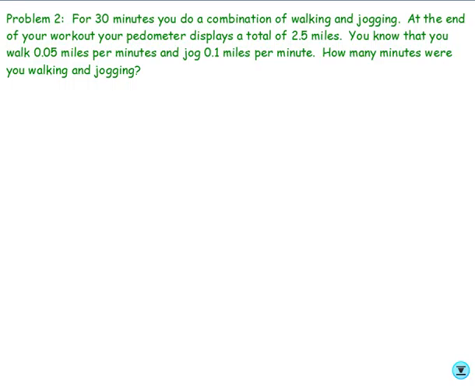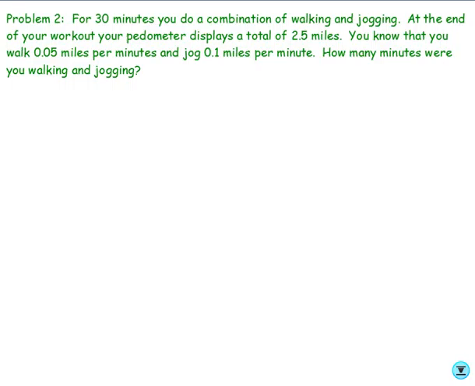Example 2. For 30 minutes, you do a combination of walking and jogging. At the end of your workout, your pedometer displays a total of 2.5 miles. You know that you walk 0.05 miles per minute and jog 0.1 miles per minute. How many minutes were you walking and jogging?